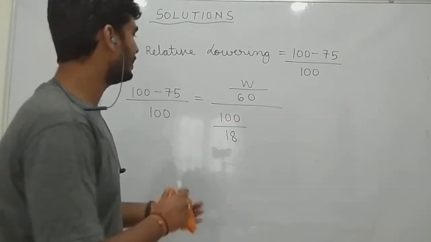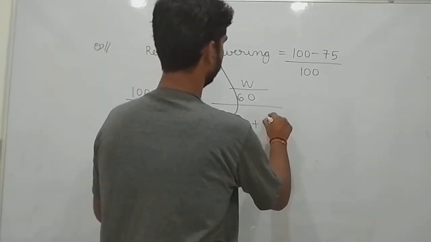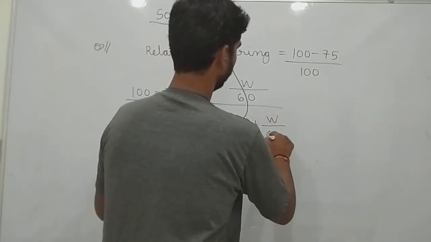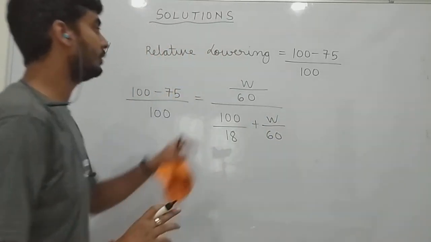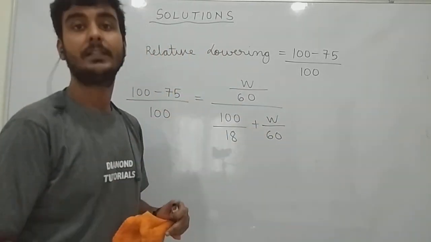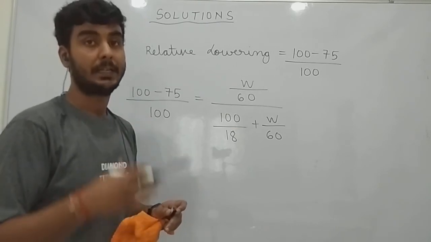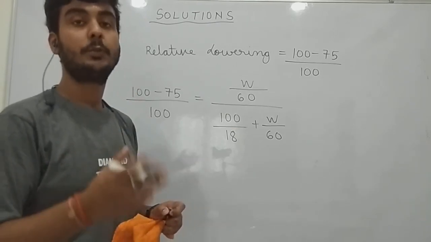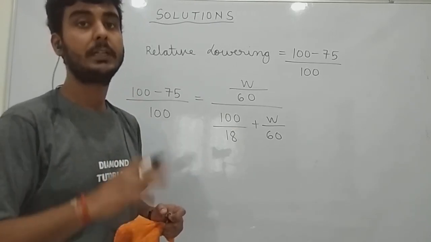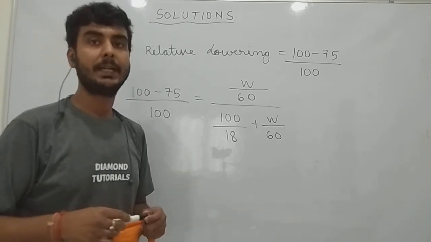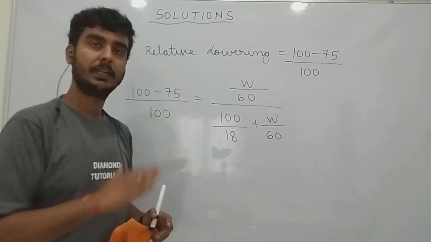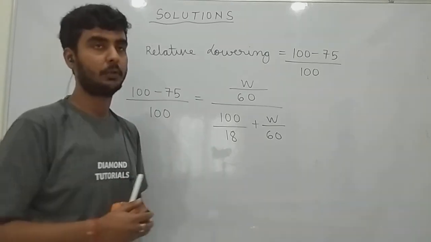So kindly calculate this for yourself, because this is a simple mathematical calculation. This W will come out in grams, and that will be the grams of urea which should be dissolved in 100 gram of water to reduce the vapor pressure by 25%. So kindly finish this and calculate the answer.